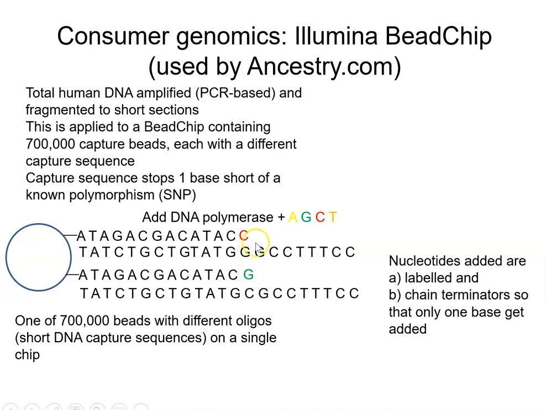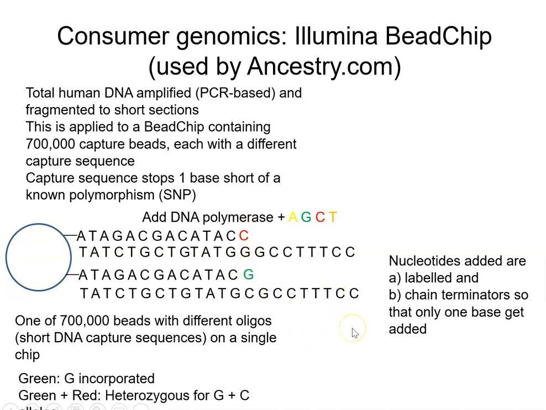And the total light emitted from this is going to be a combination of red and green light, which is going to give a sort of an orangey. We'll be able to do spectral isolation of what colours are there. So if green's incorporated, you get a G. If red and green's incorporated, it's heterozygous. And you can combine all of these four colours.